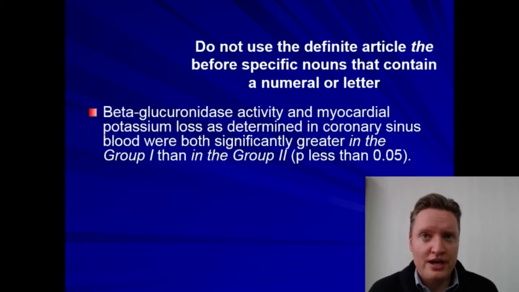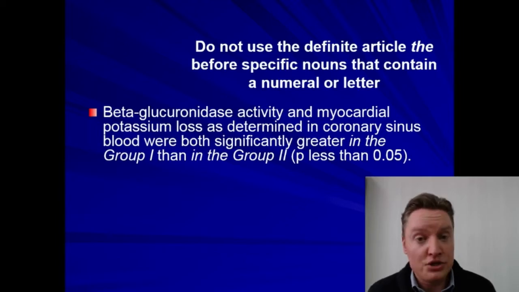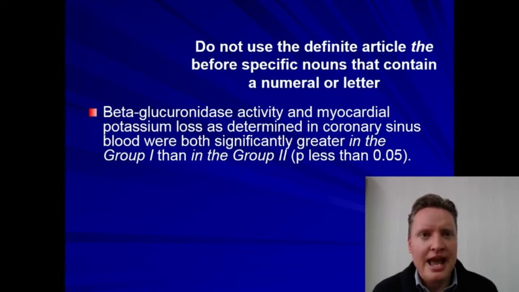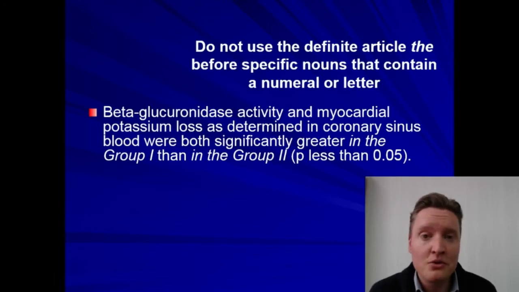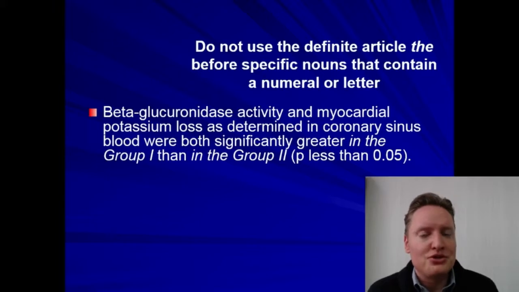Do not use the definite article the before specific nouns that contain a numeral or a letter. Now, this is another little rule that many times we don't apply, and we should. Whenever you have a number following your noun, like group 2 or group 1, then you don't need to put the before that. Here's an example. This activity and myocardial potassium loss as determined in coronary sinus blood were both significantly greater in the group 1 than in the group 2. No, we don't need to say the, because two and one mean that we don't put the article in front of it.